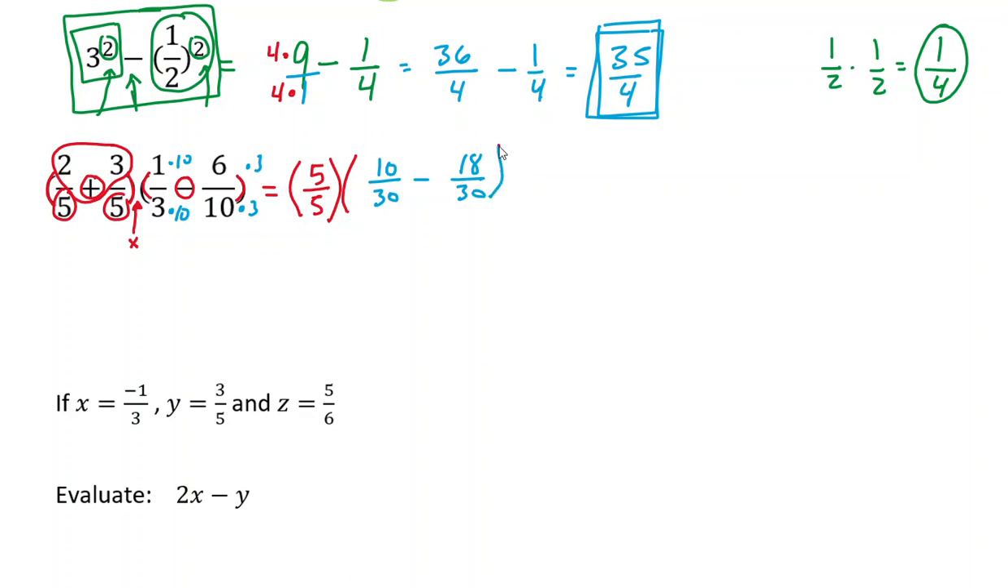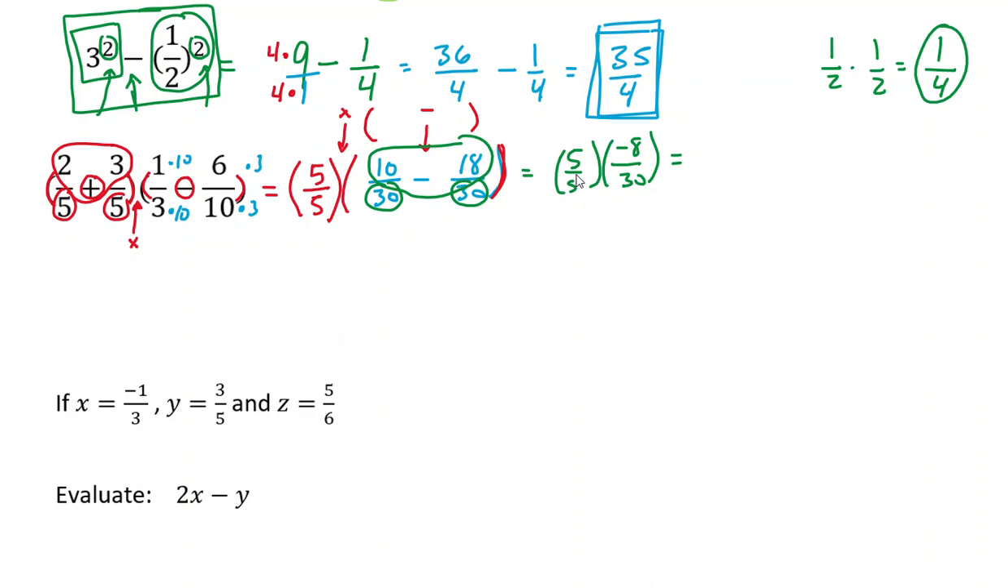And so order of operations, we still have a multiplication, we still have a subtraction, but those parentheses are telling us do the subtraction first, and now we can. So this becomes 5/5 times 10/30 minus 18/30. Denominators are the same, exactly the same. So 10 minus 18 is -8.